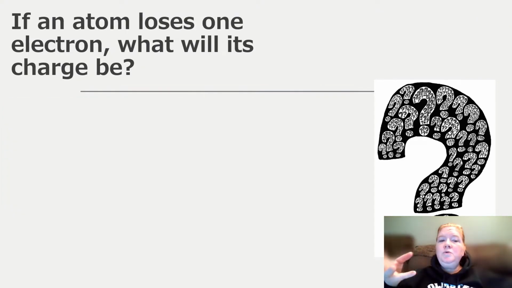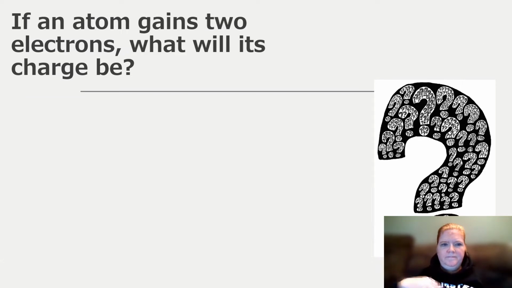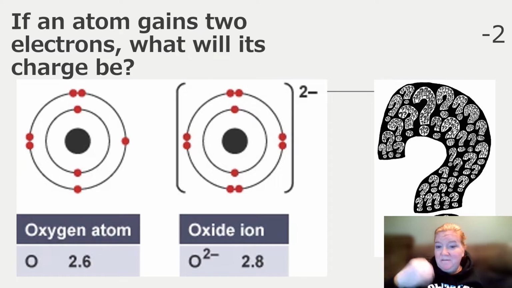If an atom loses 1 electron, what will its charge be, or oxidation state? Well, it would be +1. If an atom gains 2 electrons, what will its charge be, or its oxidation state? -2.